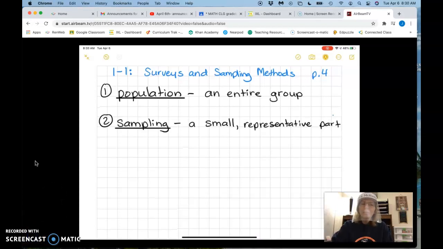So here's our first two words. Population is an entire group. So for example, all the students in a school. And then sampling is a small representative part of that group. So for example, you could sample every 5th student that came in the doors of the school that day. And that would be a sampling of all the students in the school.